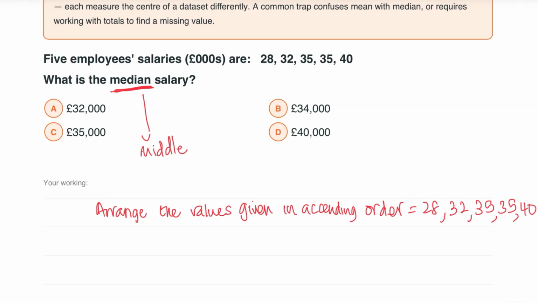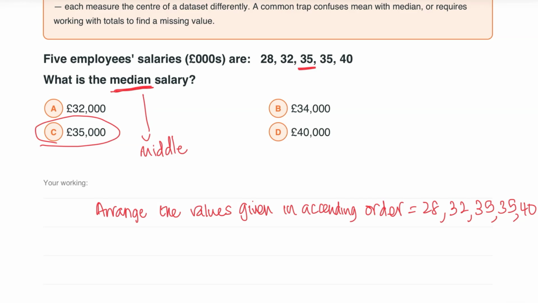What is the median salary? To find the median, what is at the middle? We have 5 values. If it's 5 values, what's in the middle? It's the third value. 35, or 35,000, becomes the middle or the median answer. You need to actually get that as the correct answer in this instance.